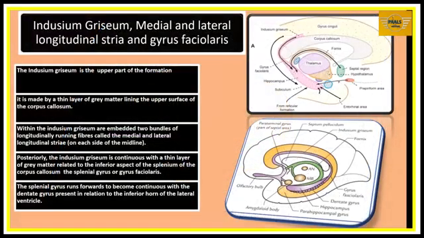So for the hippocampal formation, we'll start from the indicium griseum. We'll also look at the medial and lateral longitudinal stria, and then we'll look at the gyrus fasciolaris. The indicium griseum is the upper part of the formation. It is made by a very slim layer of gray matter that is seen at the top of the corpus callosum. Let's look at the indicium griseum.